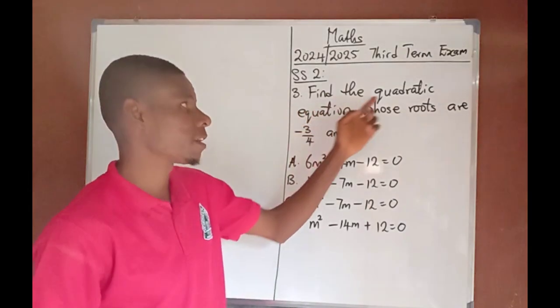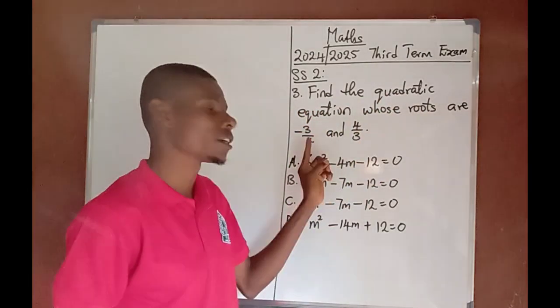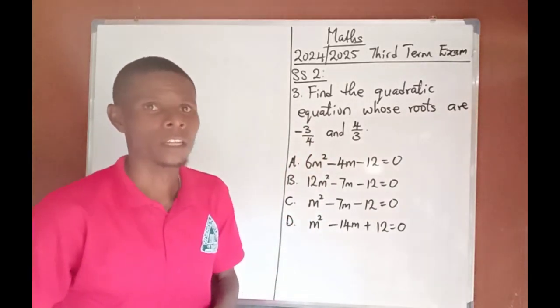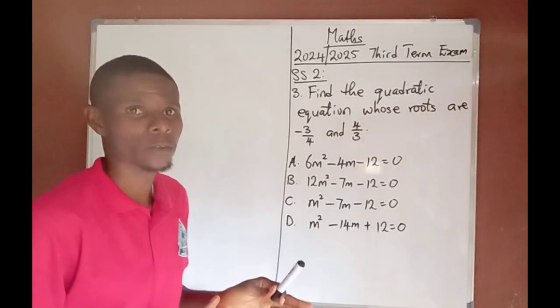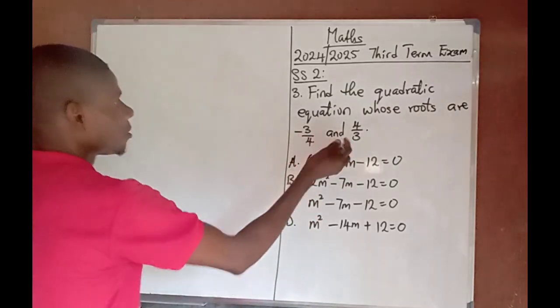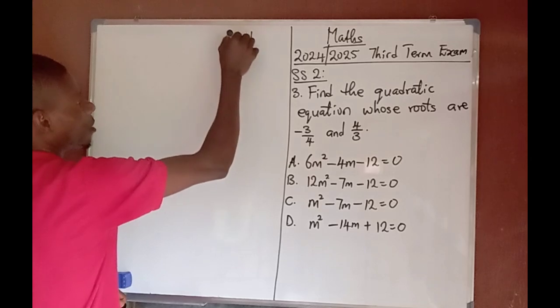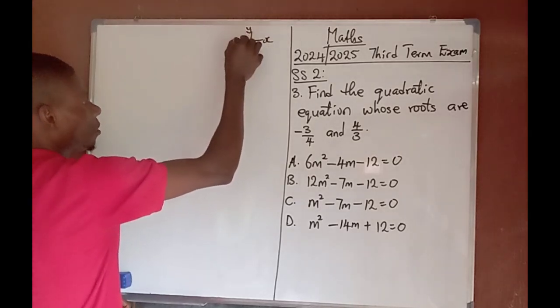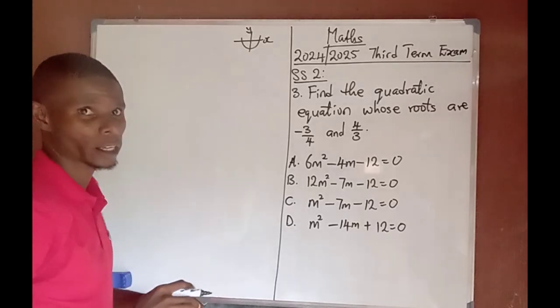Here it says, find the quadratic equation whose roots are negative 3 over 4 and positive 4 over 3. Okay, so we have two ways of finding the quadratic equation that give us the roots here. The roots, on the graph, with the y-axis and x-axis, mean the quadratic equation must be of this form, okay?